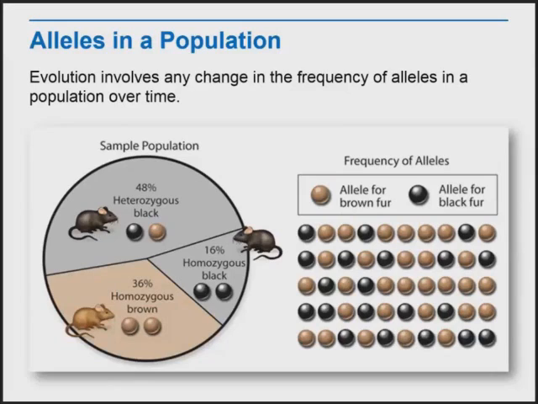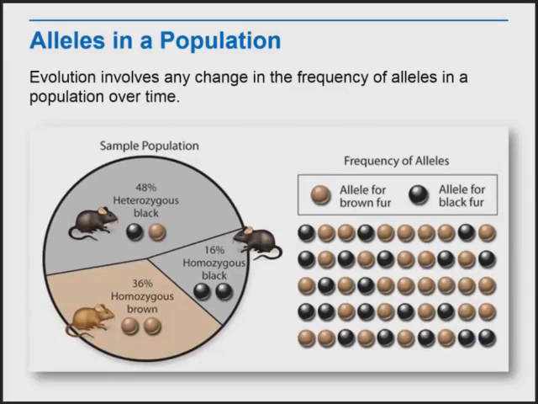Evolution in genetic terms involves any change in the frequency of alleles in a population over time. For example, if the frequency of the big B allele drops to 30%, the population is evolving. It's important to note that populations, not individuals, evolve. Natural selection operates on individual organisms, but the results of natural selection are changes in allele frequencies in populations.